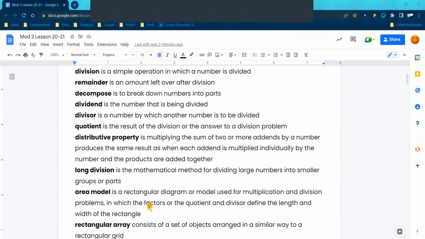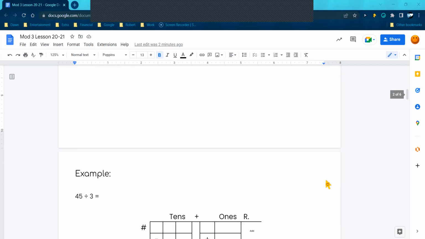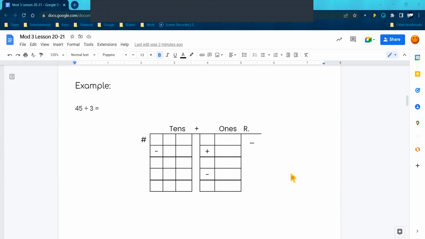Here you go. The one I want to point out is area model, which is a rectangular diagram or model used for multiplication and division problems, in which the factors of the quotient and divisor define the length and width of the rectangle. So here we go. We're going to see what this is all about. So this is what our area model looks like, and we're going to do the best we can.